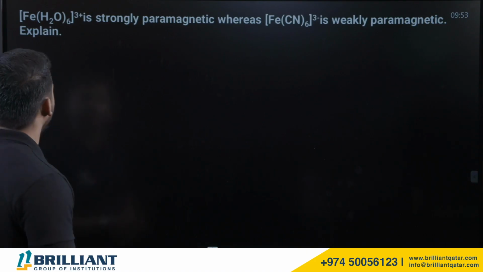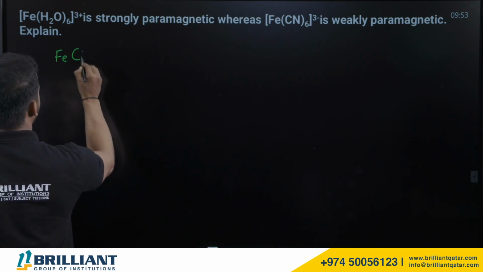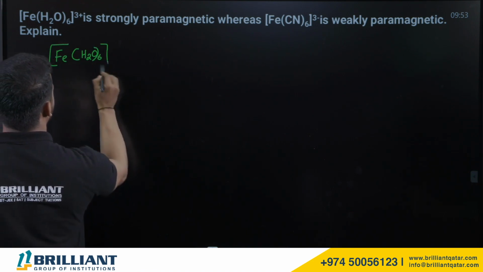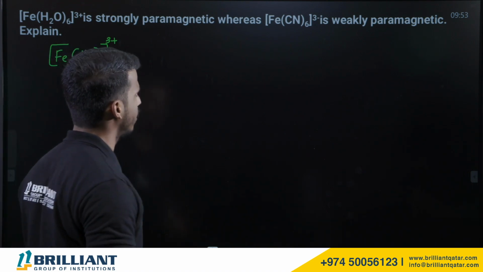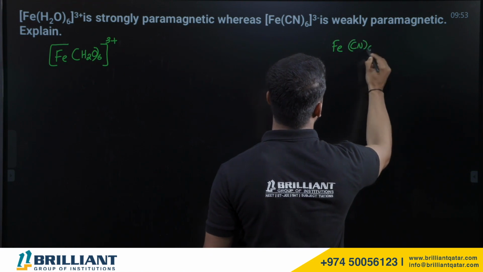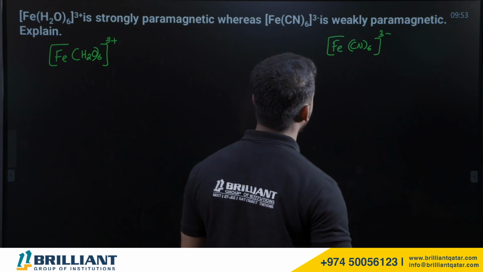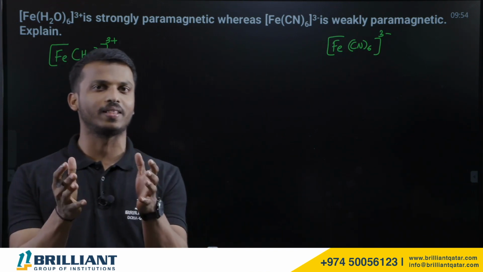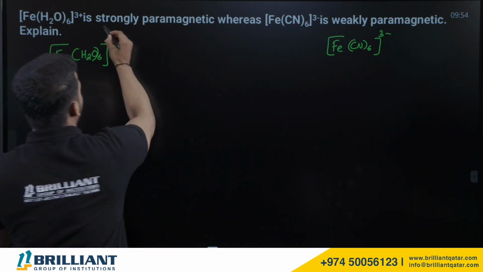The next question: [Fe(H2O)6]3+, the complex with overall charge 3 plus, is strongly paramagnetic, whereas [Fe(CN)6]3-, with charge 3 minus, is weakly paramagnetic. We just discussed the VB theory in the part 1 video. What is the meaning of strongly paramagnetic?